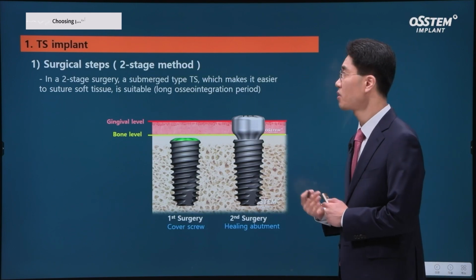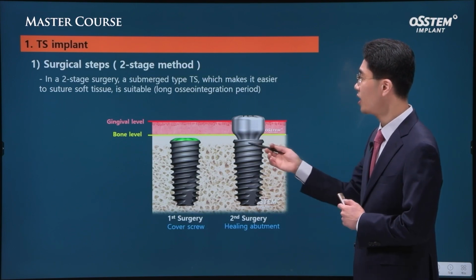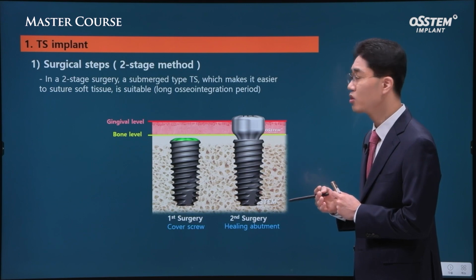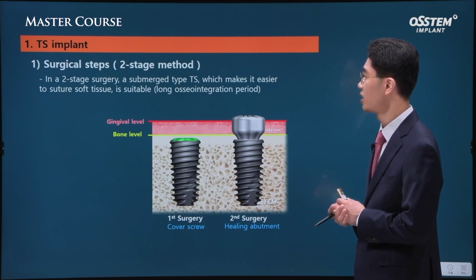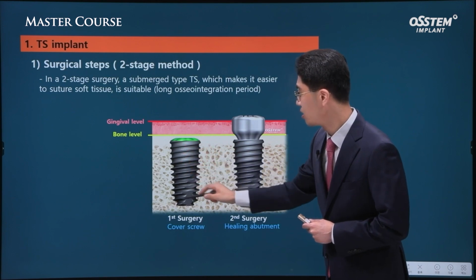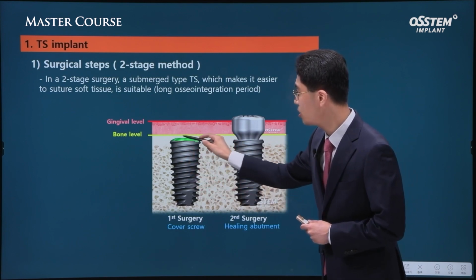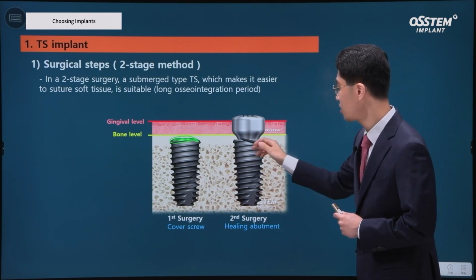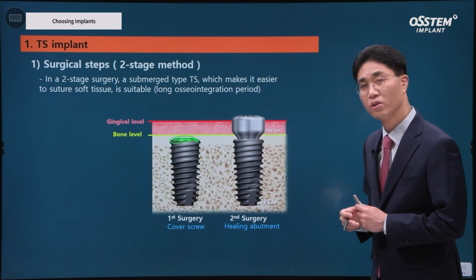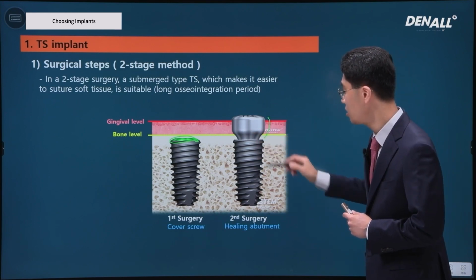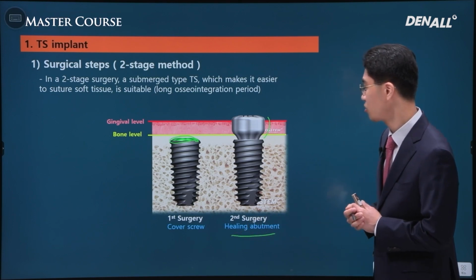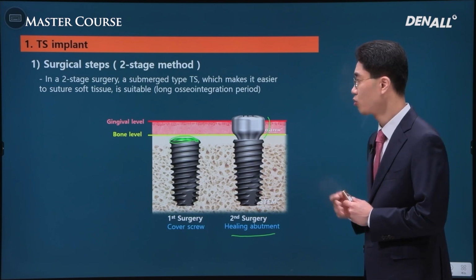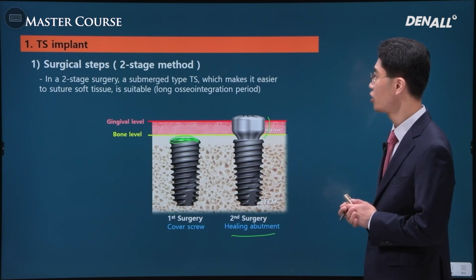First, let's look at the TS implant from Osstem. It is a bone level implant. It is an internal submerged type implant. Implant is placed and cover screw is connected. It can either be submerged or, as shown on the right, after implant placement, healing abutment can be connected to do one-stage surgery. Two different types of surgery can be performed depending on the surgeon's choice.